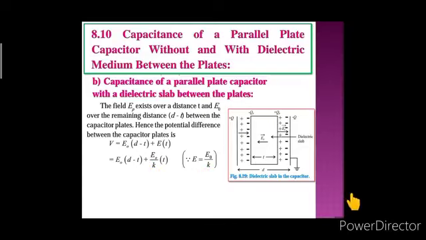So, over here we come to know that the field E exists over a distance t only, and E0 will exist over a distance d minus t. Hence, we can take the potential difference for the distance d minus t and the potential difference within the thickness of the dielectric slab, and hence we are writing V is equal to E0 into (d minus t) plus E into t there.